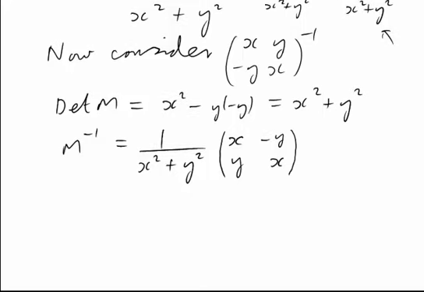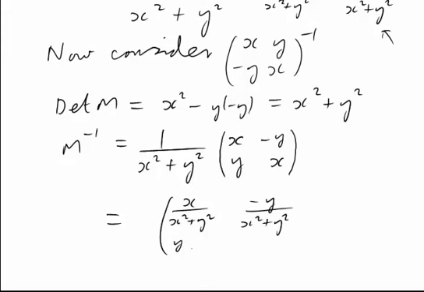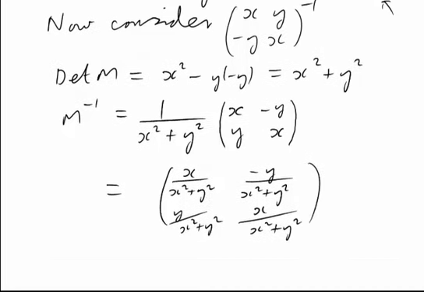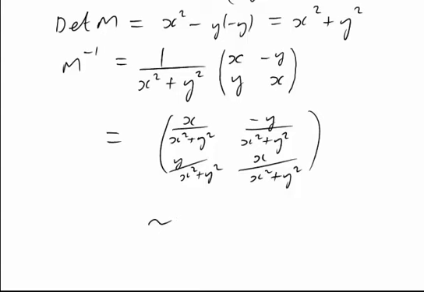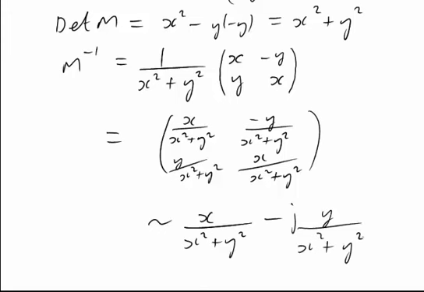So sure enough, we get M inverse is x over x squared plus y squared, minus y over x squared plus y squared, y over x squared plus y squared, and x over x squared plus y squared. And that is precisely the matrix which is associated with the complex number x over x squared plus y squared minus jy over x squared plus y squared. So we see that our analogy is useful for division as well.